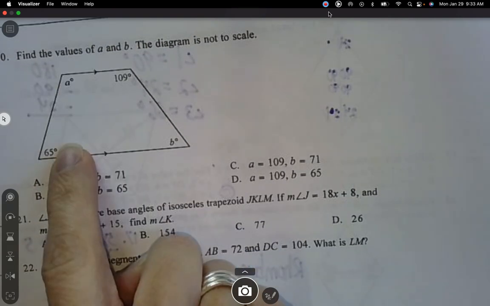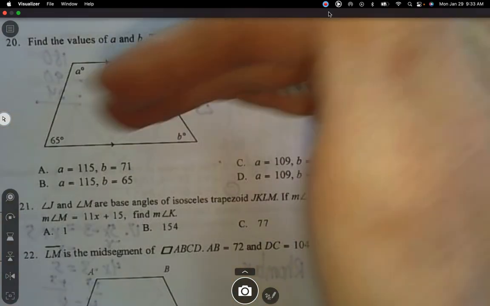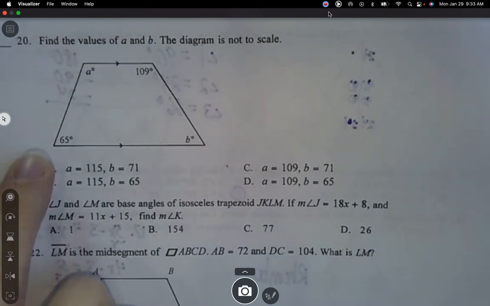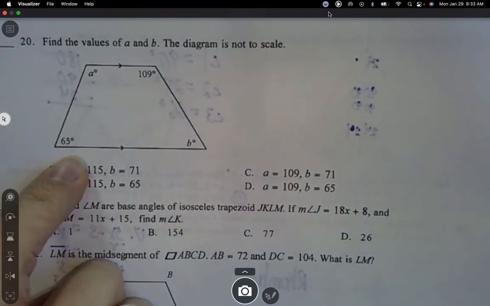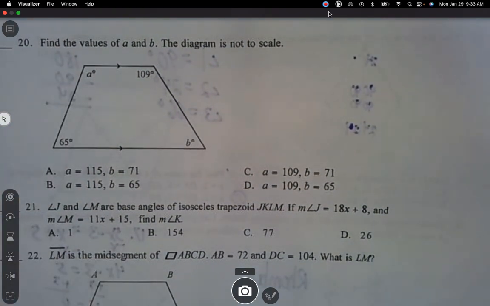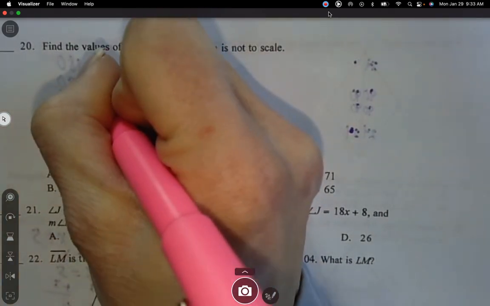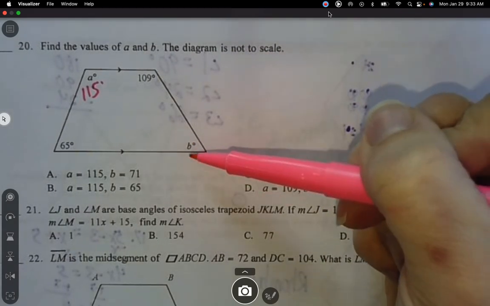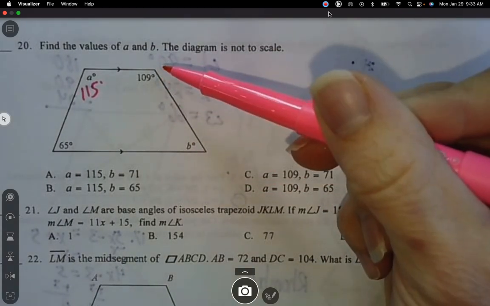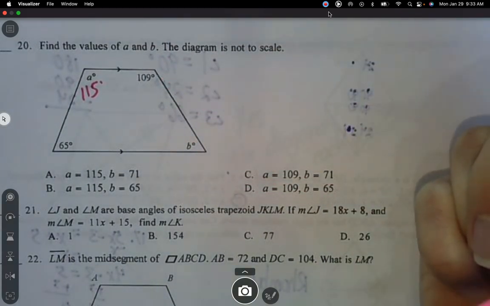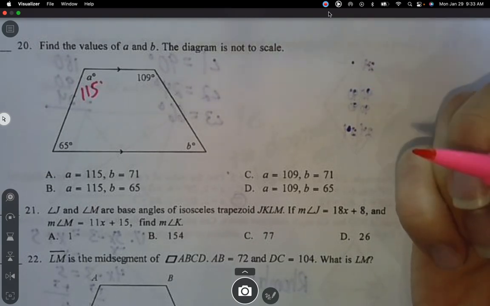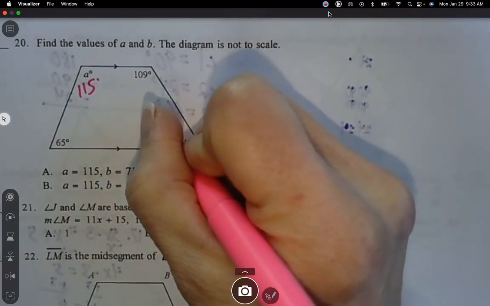180. So I would say, because basically these are parallel lines, it's like they're transversal. So 180 minus 65 is going to tell me A. What's A going to be? 115. Okay. And then how do I find B? I'll do 180 minus 109. And what is that? 71. So number 20 is A.